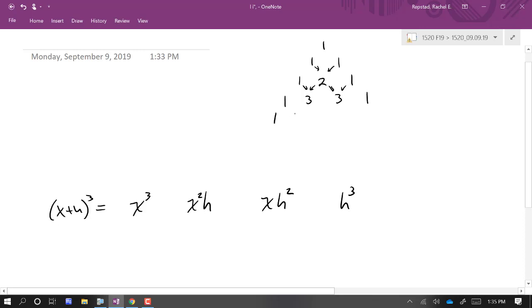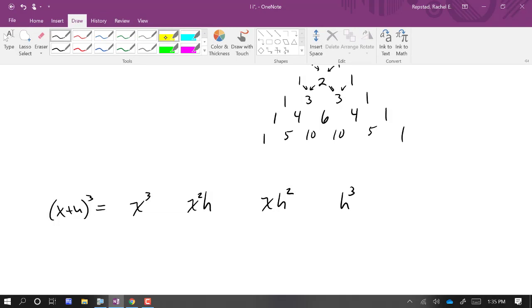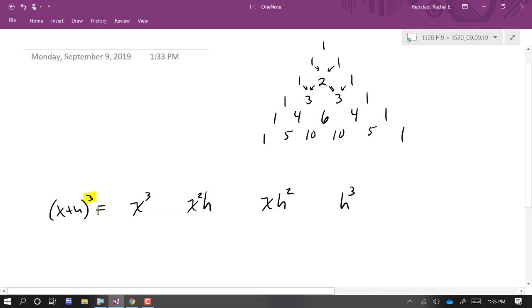1, 4, 6, 4, 1. And the next one? 1, 5, 10, 10, 5, 1. We could go on infinitely. So, fun, right? Now we wanted to find x plus h cubed. Our coefficients are going to come from the row that begins 1, 3. So, 1, 3, 3, 1.